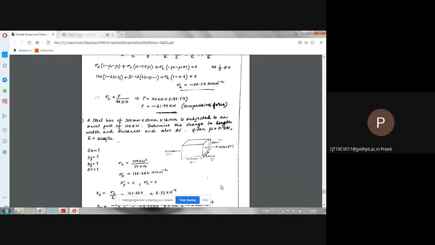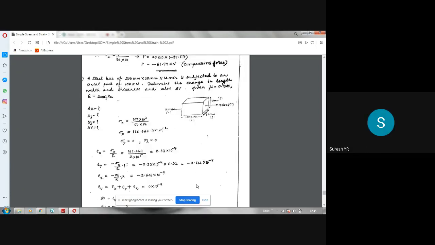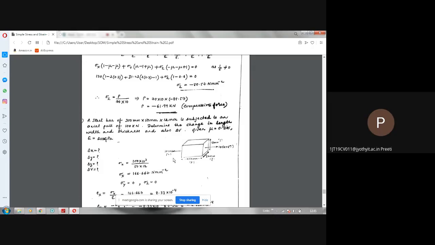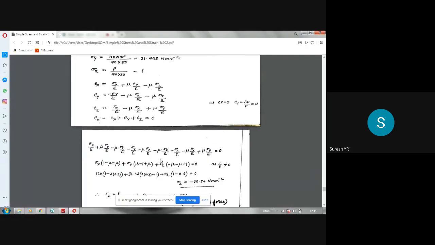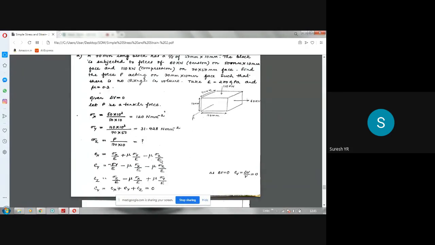Yes. Sir, can you explain from the first, this problem, positive and negative, this one, here. Which one did you want? Generalized Hooke's law.